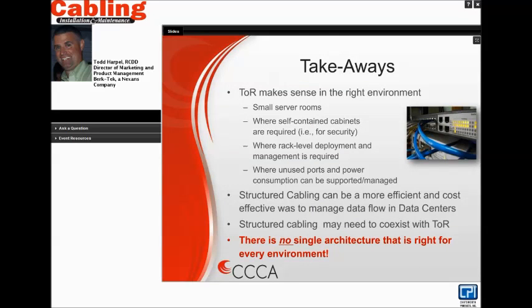So finally, the takeaways that I mentioned at the beginning of this is that there are instances where top-of-rack does make sense in the right environment. Small server rooms where you have maybe a number of servers that can be housed within the same cabinet or rack as the switches that they're going to be connecting to. Where you need self-contained cabinets, a good example of that would be a co-location data center environment where each individual cabinet or cage is an individual customer, and for security reasons, you want to have their network connection segregated, and the top-of-rack would be very appropriate in that environment.